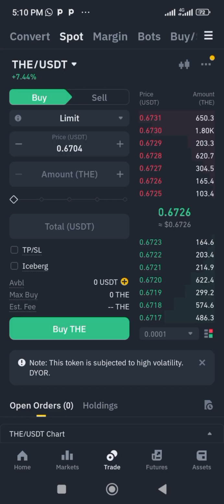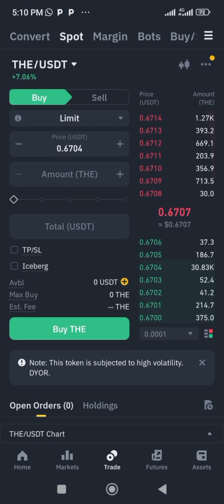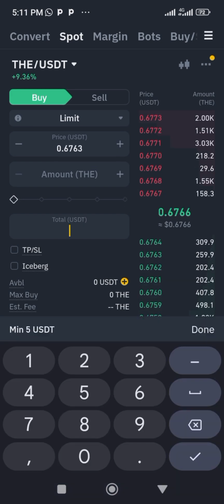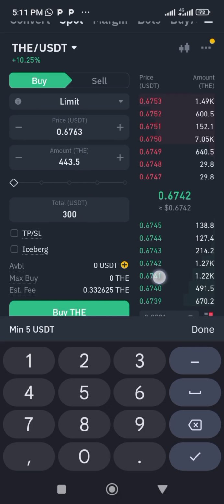Then after that, let's use this coin for instance. It's not always 100% guaranteed, but most of the time that I try this out, it normally works. So let's say you want to buy this coin with 300 USDT. With 300 USDT, you are going to receive 443.5 THE. Normally take 2% of the price, just 2% above the current market price, in order to make profit.